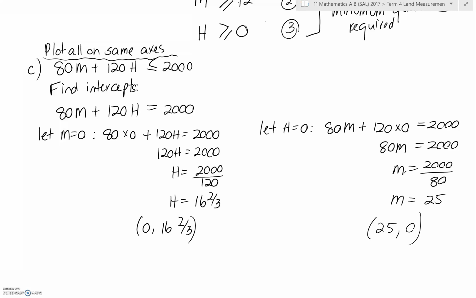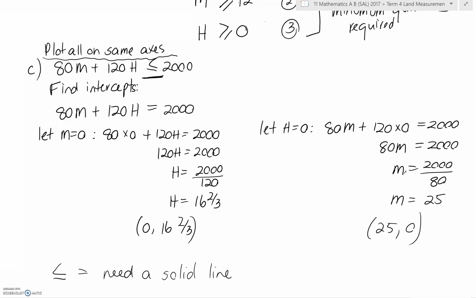Now remember, we needed to then go back to the original inequation to determine if we needed a solid line or if we needed a dotted line. And that was all based on the type of symbol we've got in our inequation. So because it's a less than or equal to symbol, it indicates we need a solid line between these points.